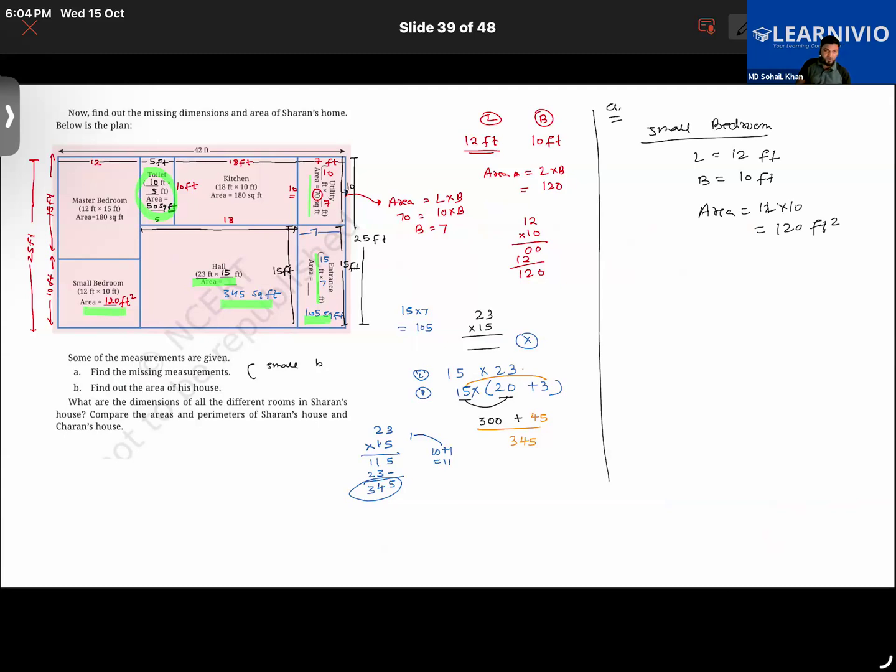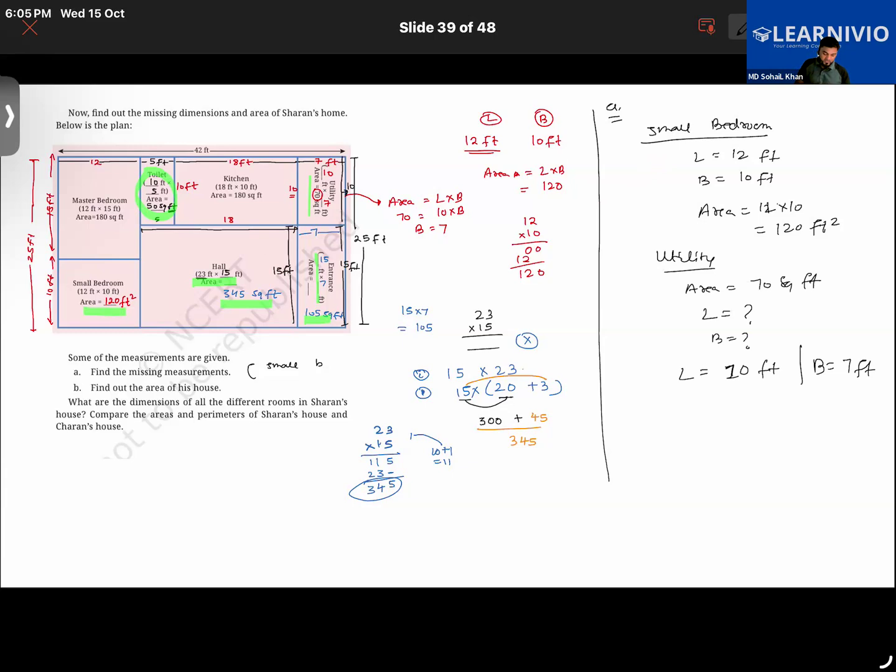After the small bedroom, you move towards the utility. For utility, you will write down that area is given as 70 square feet. Length is missing and breadth is also missing in it. Later on, you calculated that the length is equal to 10 feet, and breadth you have found out to be 7 feet. Thereby now you're going to multiply it and you get it. So basically, you have to write down everything.